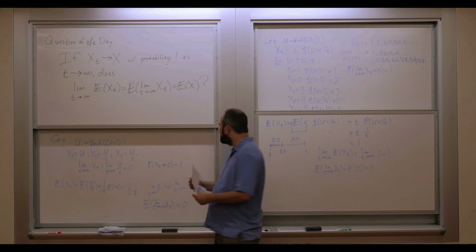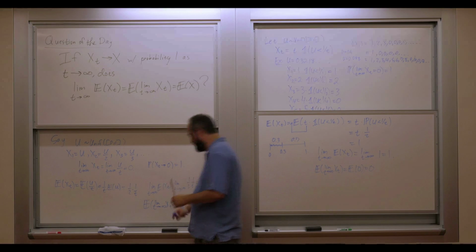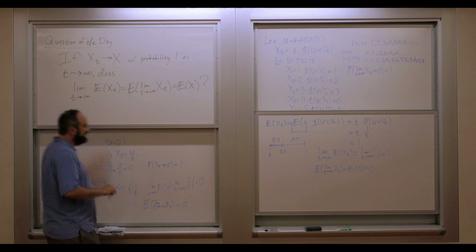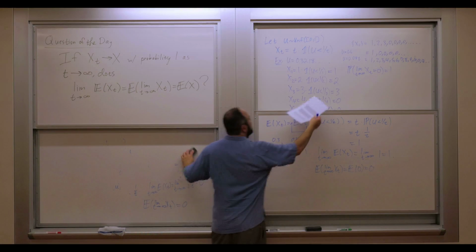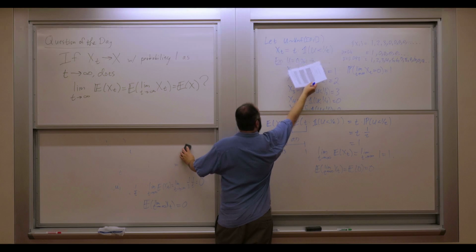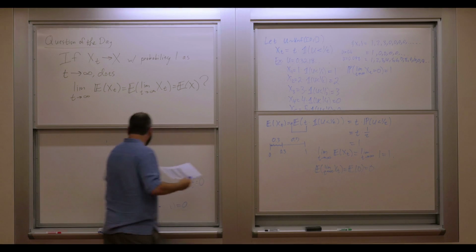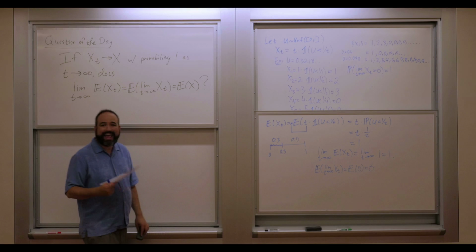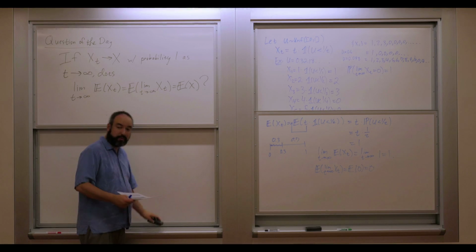So the first thing that's happening here, that isn't happening here, is that the random variable t times the indicator that u is less than 1 over t is a random variable which is getting bigger and bigger as t grows.